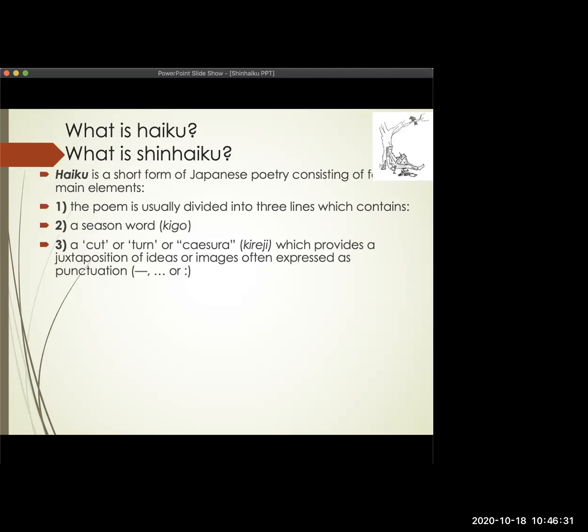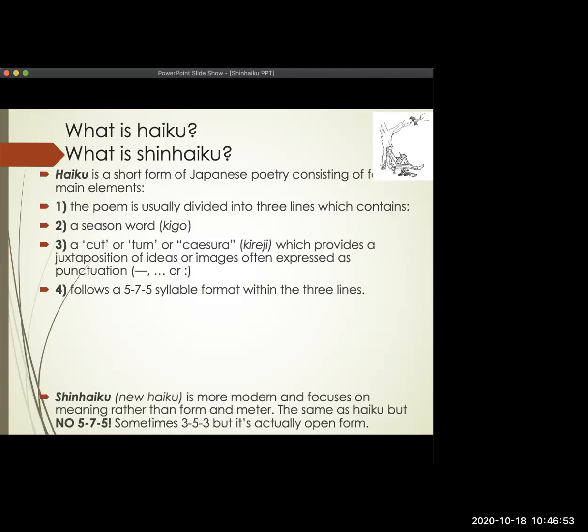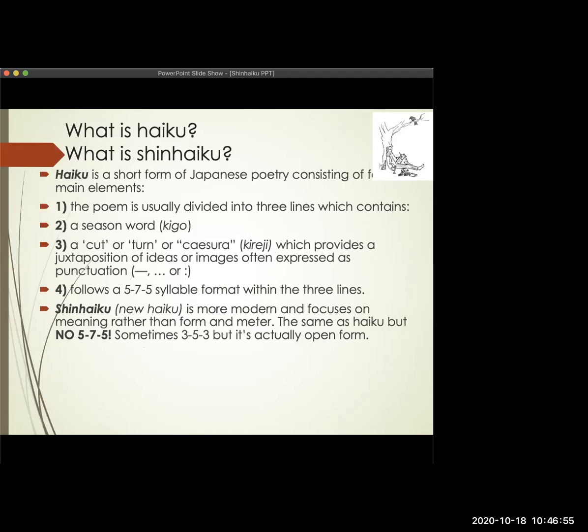So in English, we often express the kireji as a dash, an ellipsis, a comma, a colon, a semicolon, usually expressed as punctuation in English, okay? And of course, haiku follows 5-7-5, which everybody knows. But shinhaiku, or new haiku, is more modern, and it focuses on the meaning rather than the form and the meter. So it will contain the first three: it'll be three lines, it'll have a kigo, and it'll have a kireji.